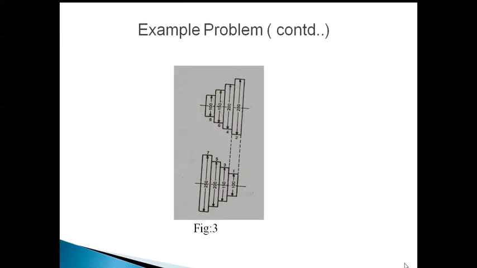So this will be the diagram. 1 and 2 is the first pair, 3 and 4 the second pair, 5 and 6 the third pair, and 7 and 8 the fourth pair. So this is an identical cone pulley: 100 plus 250 equals 150 plus 200 equals 200 plus 150 equals 250 plus 100. So in this case we can use the same belt for each step.